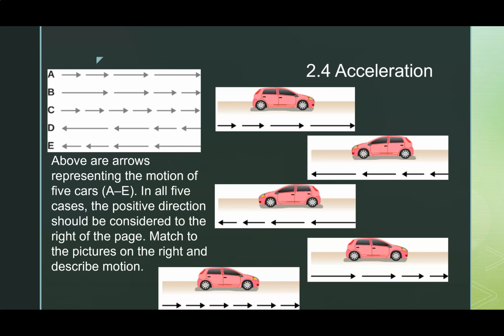All right, so here we have an example of acceleration. Actually, I think we're supposed to identify which one's which. Up here, I've got a few different cars on the right, and then I've got the arrows that correspond. What we want to do is identify which of these cars represents these motions. Remember that arrows represent vectors, meaning both direction and magnitude.